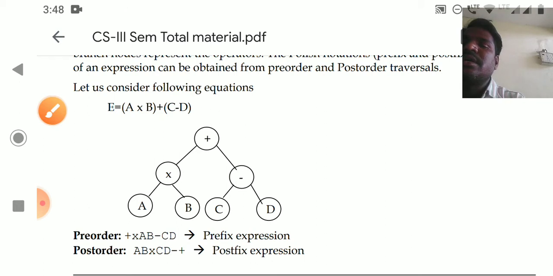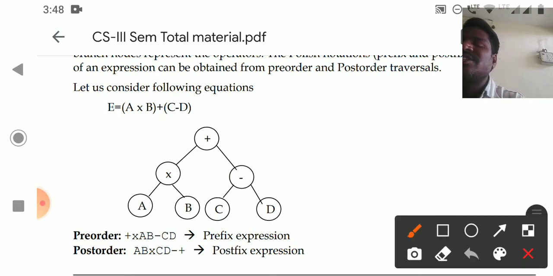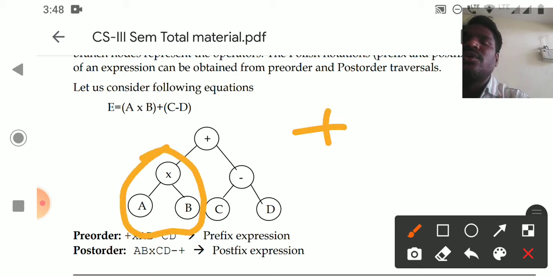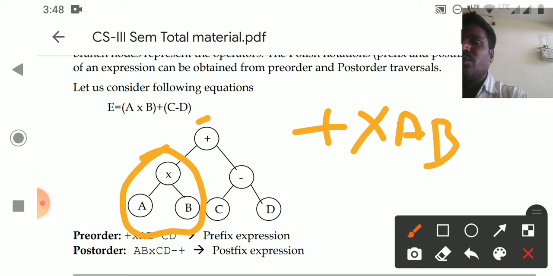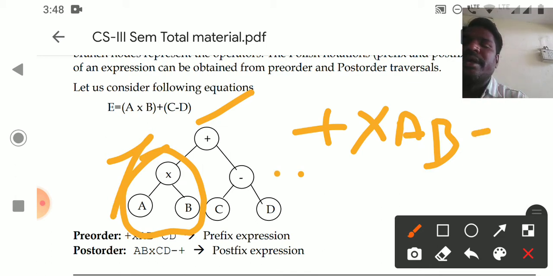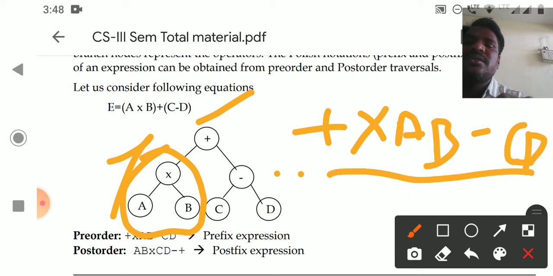Now, what is the pre-order traversal of this tree? In pre-order, first the root node plus, then left. This is the left; in the left, root into, again left A, again right B. Now the root is complete, the left is complete, go to the right. In the right also, for the prefix, first the operator minus, then root, left to right. So this is plus into AB.